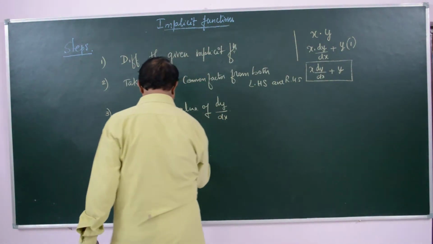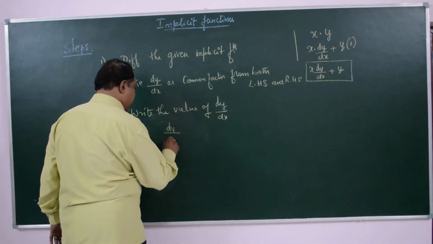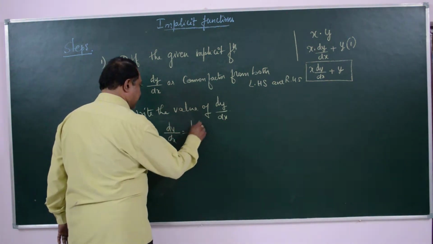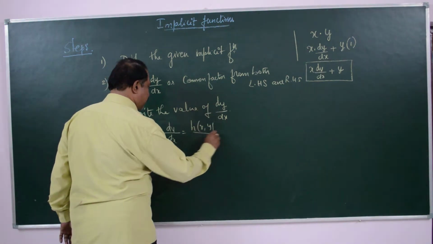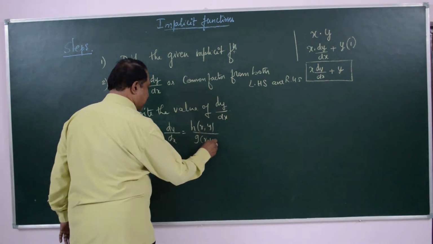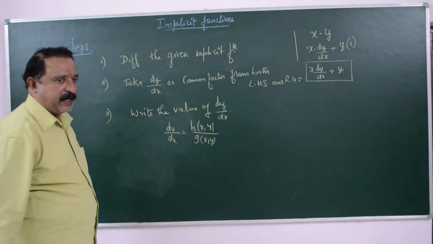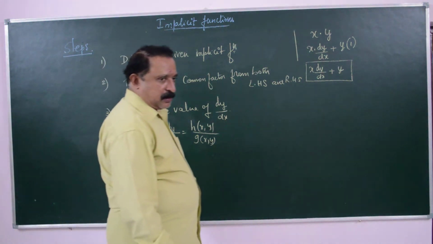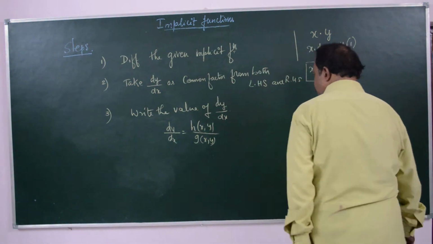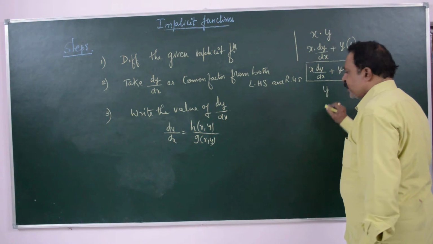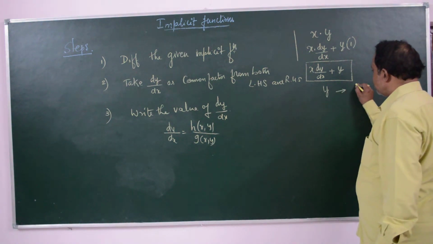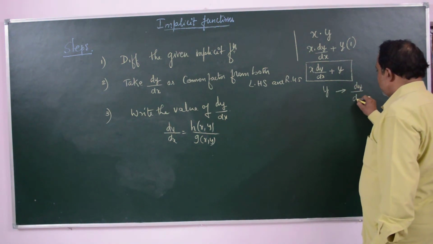Usually it will be of the form dy by dx is equal to h of x comma y divided by g of x comma y. They contain both x terms and y terms. Now one more note. What do you get if you differentiate y with respect to x? dy by dx.